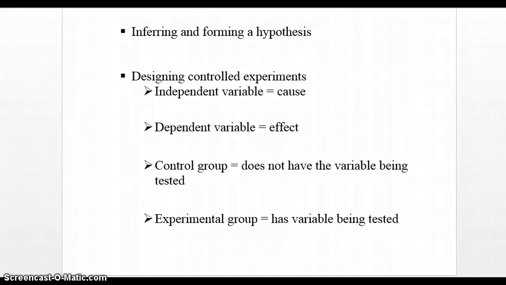If you're experimenting and you think plants that get fertilizer A will grow taller than if they don't have fertilizer A, you're experimenting for fertilizer A. Those plants better be in your experimental group. The control group does not have that variable. It leaves it out.